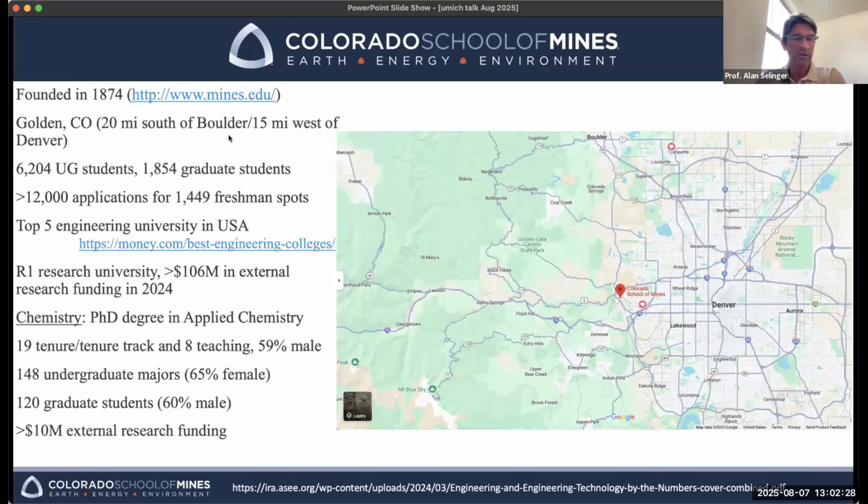Just a little bit of information, the Colorado School of Mines is primarily a science and engineering university. So all students are basically either in engineering or in science. It's a fairly tough school to get into. There are generally over 12,000 applications for about 1,400 spots. It's one of the top engineering schools in the United States, and recently we have hit this R1 status. That means that we consistently have over $100 million in external research funding.